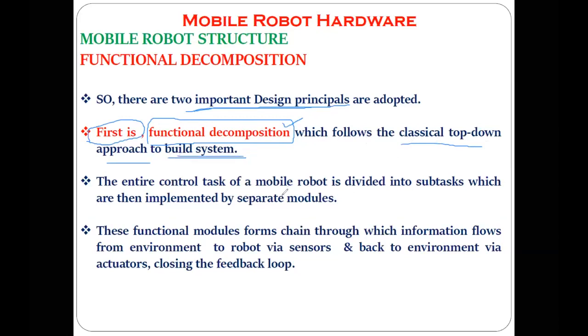Okay, what exactly do we mean by top-down? Why is it referred to as top-down? It is just like the divide and conquer way. In the sense that the entire control task of the mobile robot is divided into a number of subtasks, and then these subtasks are implemented by various separate modules. So that's why I'm calling it the divide and conquer way.